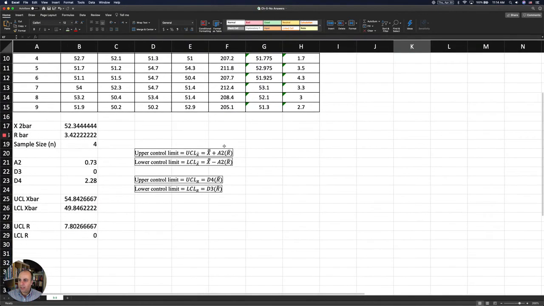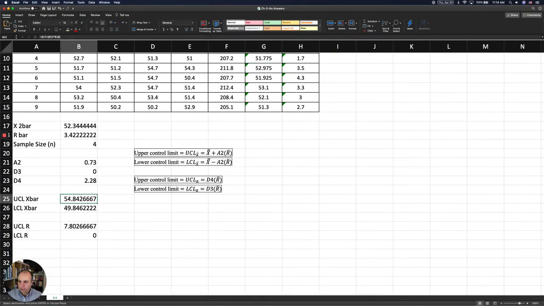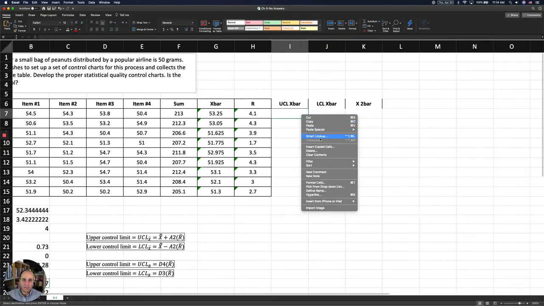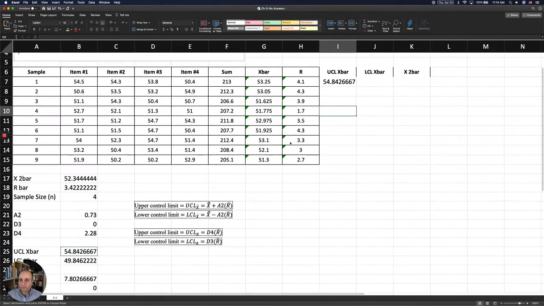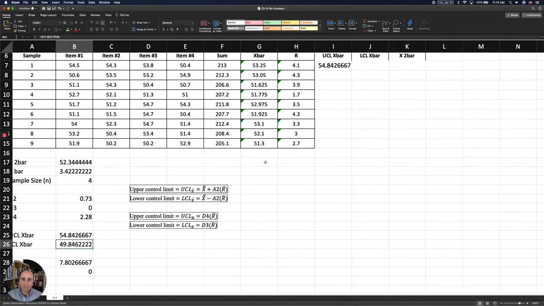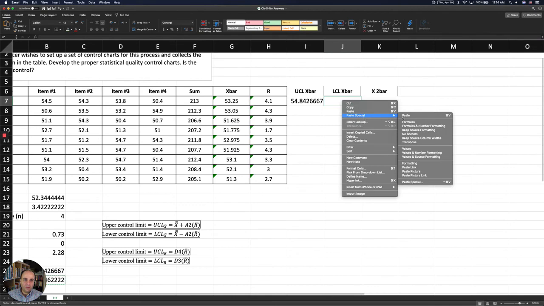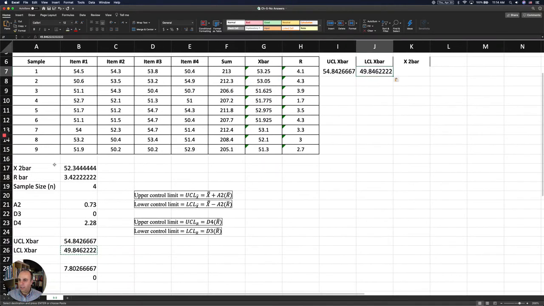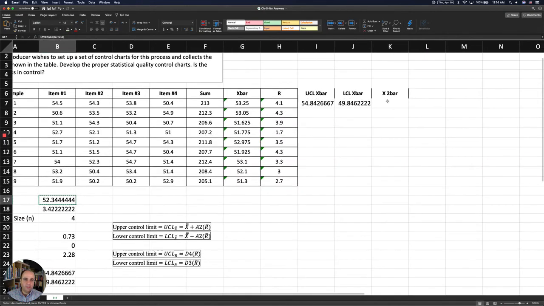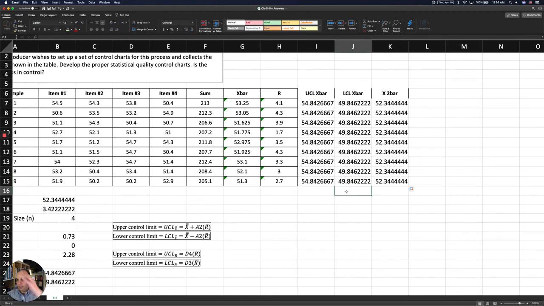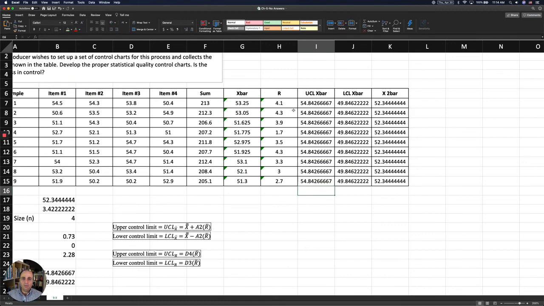So I copy these values, UCL and LCL. So this is my UCL X bar. I copy it and again paste special only values. My LCL is this value. I copy it and paste special only values. And my X double bar, I copy this, paste only the values. Okay, and this is again going to be the same value of Y for all these different nine X's, so it's just copying down the same constant value all the way. So this is going to be my UCL, LCL and X double bar for my X bar chart.